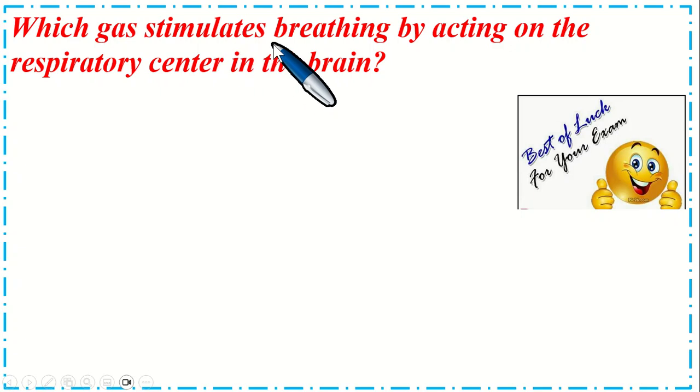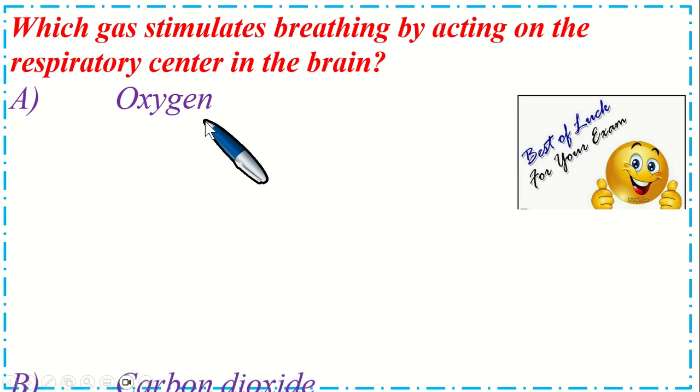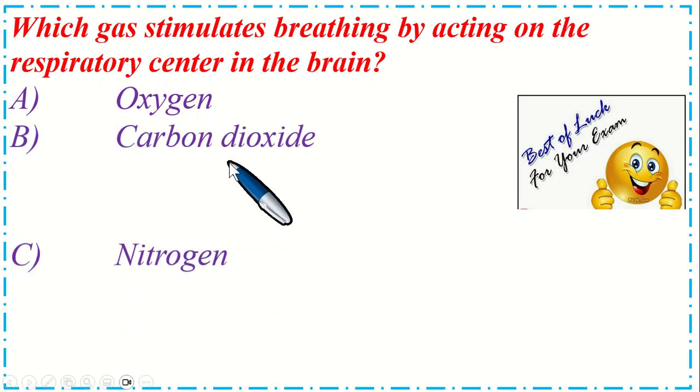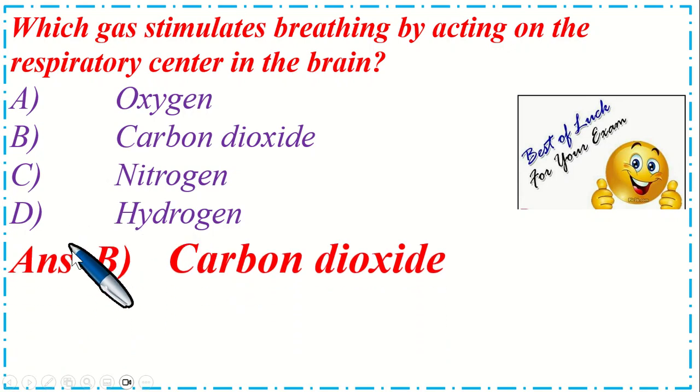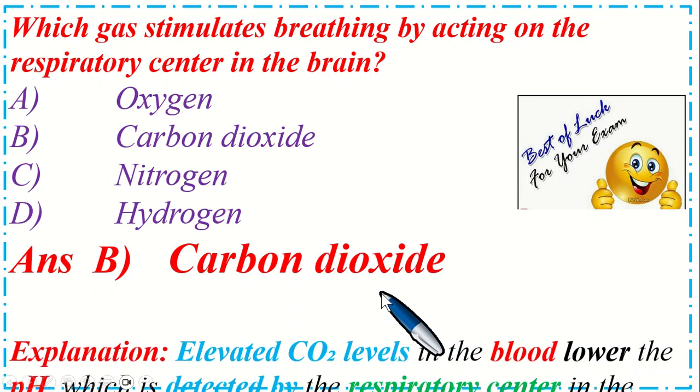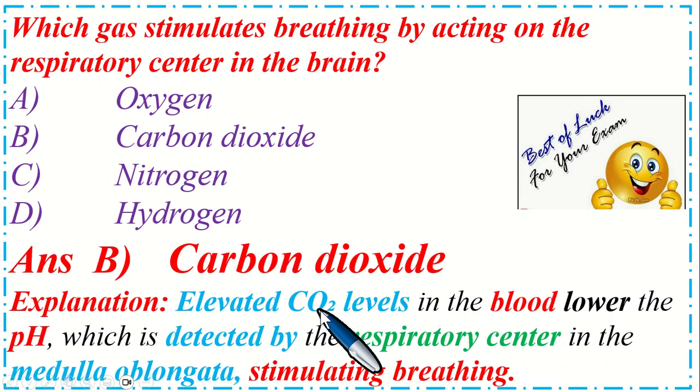Which gas stimulates breathing by acting on the respiratory center in the brain? Option A, oxygen, B, carbon dioxide, C, nitrogen, and option D, hydrogen. So the correct option is B, carbon dioxide. Elevated CO2 levels in the blood lower the pH, which is detected by the respiratory center in the medulla oblongata, stimulating breathing.